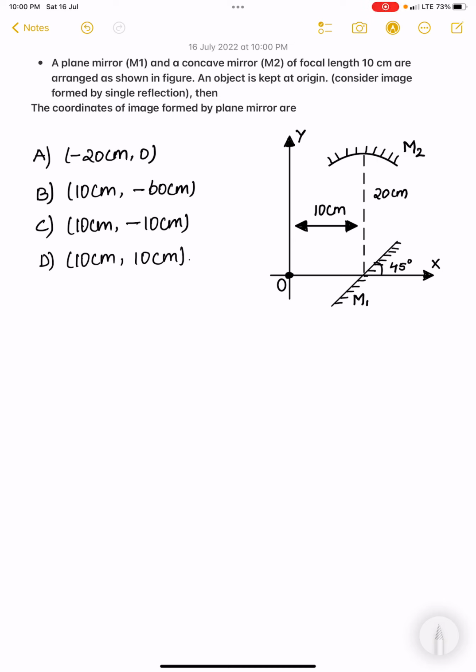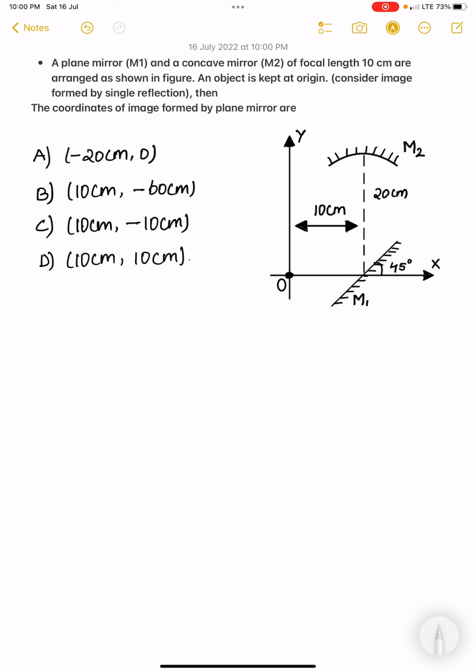Good evening, everyone. If you observe this question, today let us solve this one clearly in an easy way. Given that a plane mirror M1 and a concave mirror M2 of focal length 10 cm are arranged as shown in the figure. We can see the figure over here directly. An object is kept at the origin.